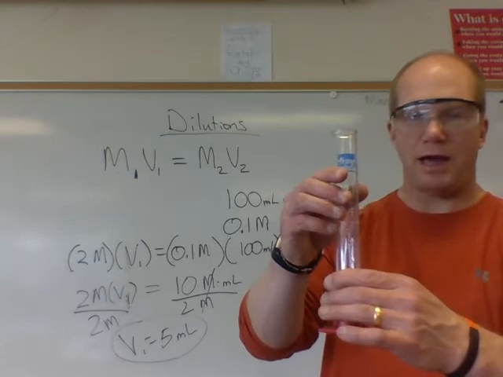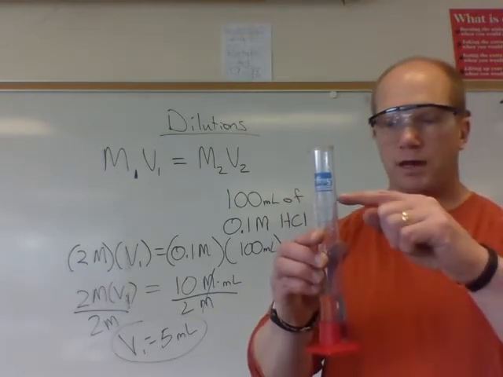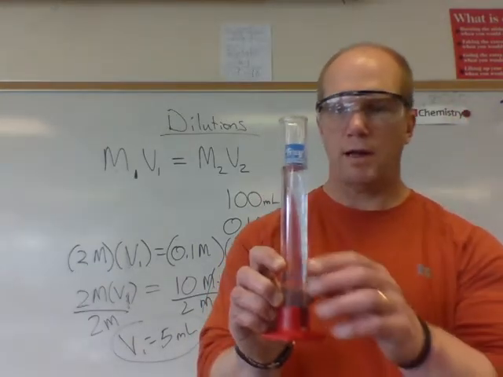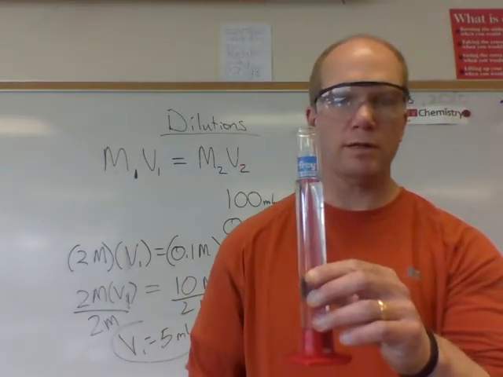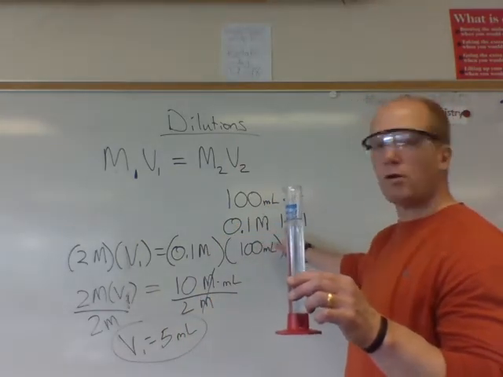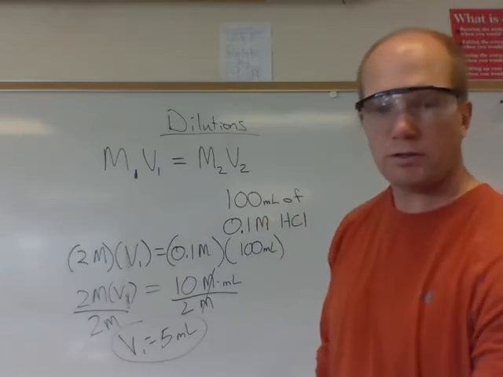So now I've added my acid into here, and what I'll do next is take water and top this off up to 100 milliliters. All right, now that I've topped this off to 100 milliliters, I've got my desired amount of 0.1 molar HCl, 100 milliliters. And that is how we dilute a solution.